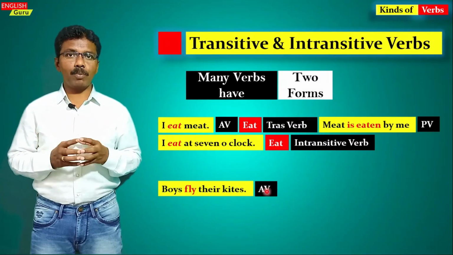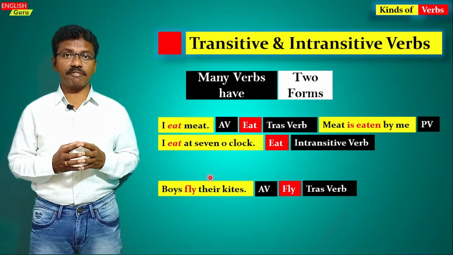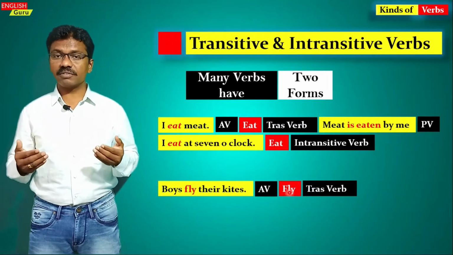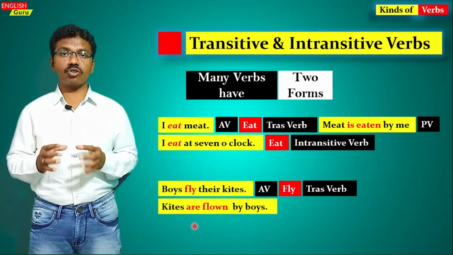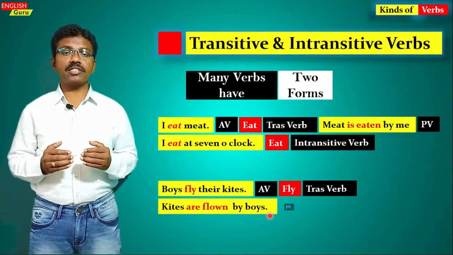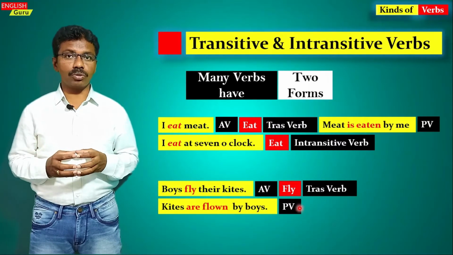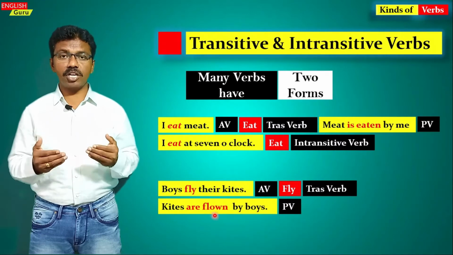In a similar way, boys fly their kites. This is an active sentence and fly is a transitive verb because it takes an object, their kites. And we can translate that sentence into passive form also: Kites are flown by boys. So this is a passive form, so it is a transitive verb.